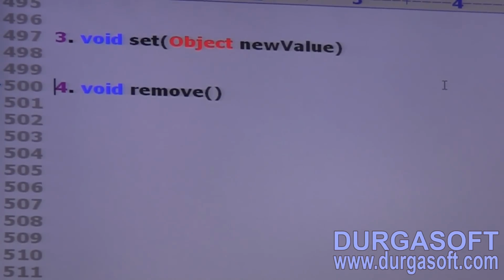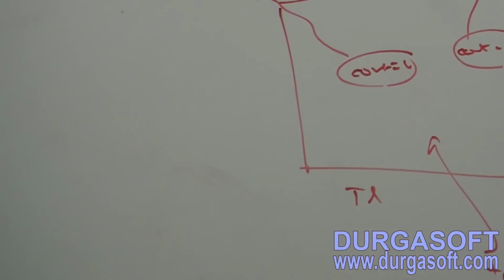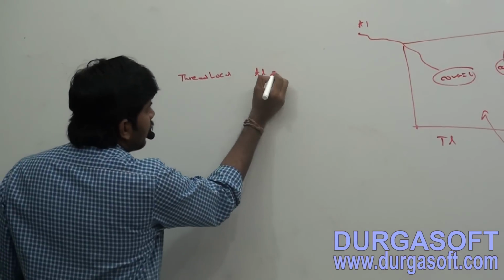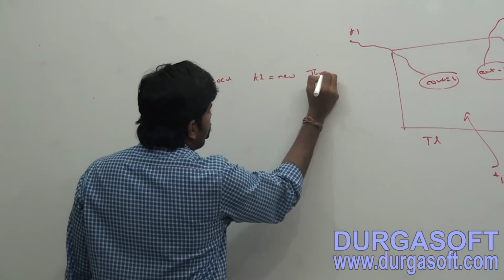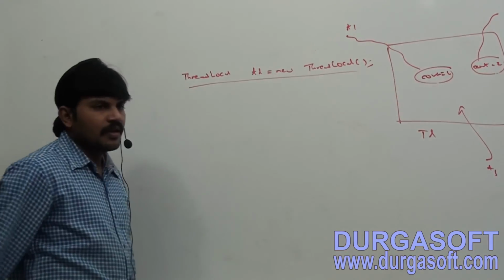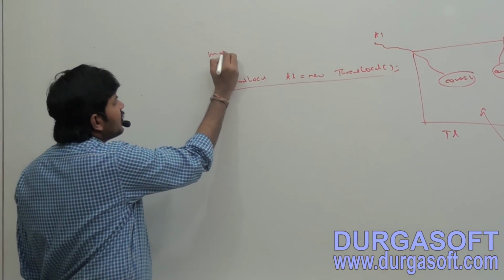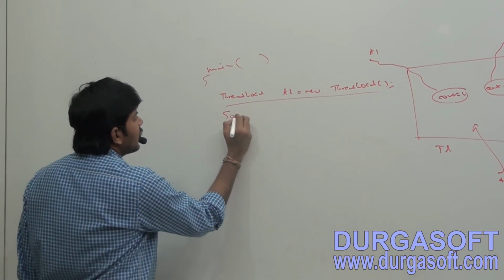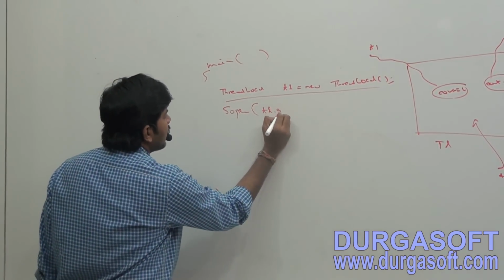Next, here one more point. Sir, here first I am taking this code, I will execute it anyway. ThreadLocal TL is equal to new ThreadLocal. One ThreadLocal object created. Now within the main method this whole thing is happening. Assume that. Now System.out.println TL.get.